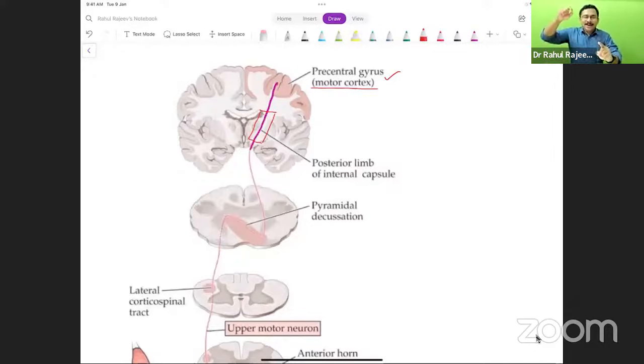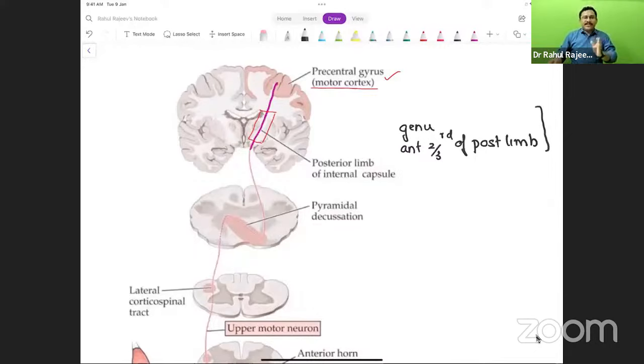And you know that the pyramidal tract or the corticospinal tract goes through the genu and the anterior two-third of the posterior limb. Let me repeat it once again. The internal capsule has an anterior limb, a genu, a posterior limb, retrolentiform part, and sublentiform part. Through the genu and the anterior two-third of the posterior limb, you have the descending motor pathway.